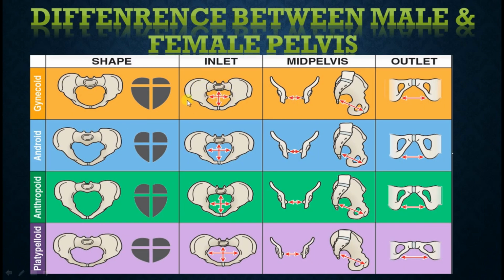So shape, heart shape in case of males. Females, it is wider or round shape. Cylindrical cavity, wide subpubic angle. Here it is conical cavity, narrow subpubic angle. Here anteroposterior diameter is more in case of anthropoid, and in platypelloid the transverse diameter is very much exaggerated. See, the subpubic angle is very much wide in case of the platypelloid pelvis.